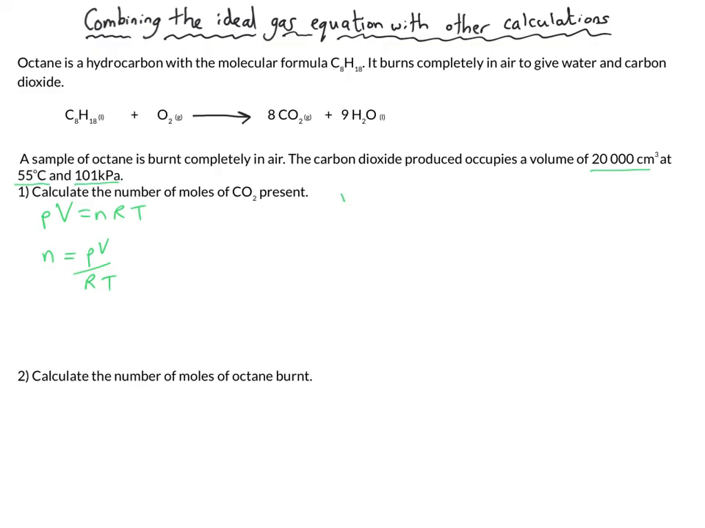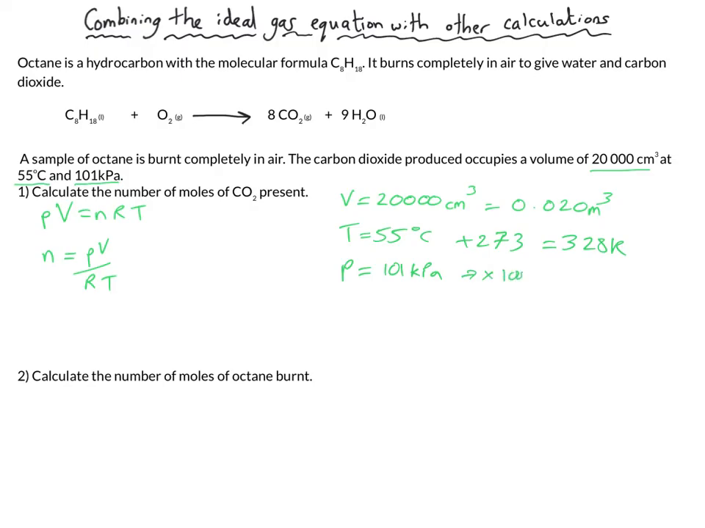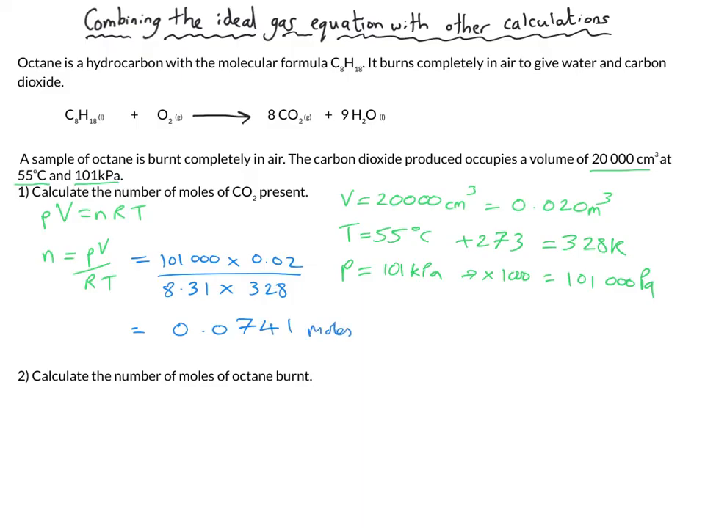In our data, volume is 20,000 cubic centimetres, which we need to divide by 1,000,000 to get into cubic metres, so 0.020 cubic metres. The temperature is 55 degrees Celsius, which we need to add 273 to, to get 328 Kelvin. And last of all, the pressure is 101 kilopascals, and we simply need to multiply that by 1,000 to get 101,000 pascals of pressure. And then we need to substitute these values into the calculation, and this gives us a final answer of 0.0741 moles of carbon dioxide.